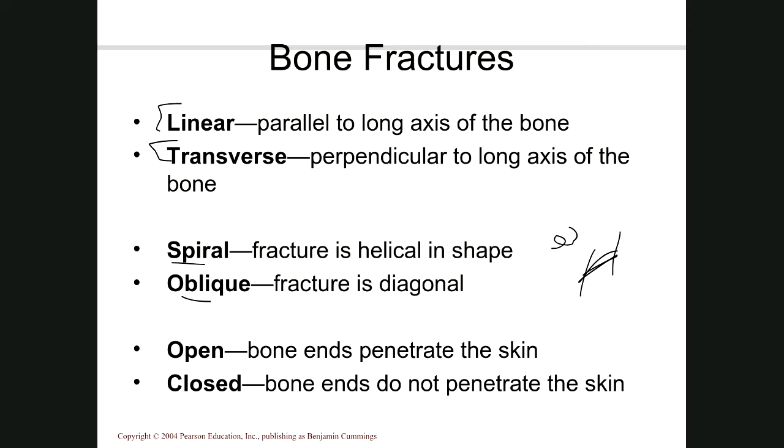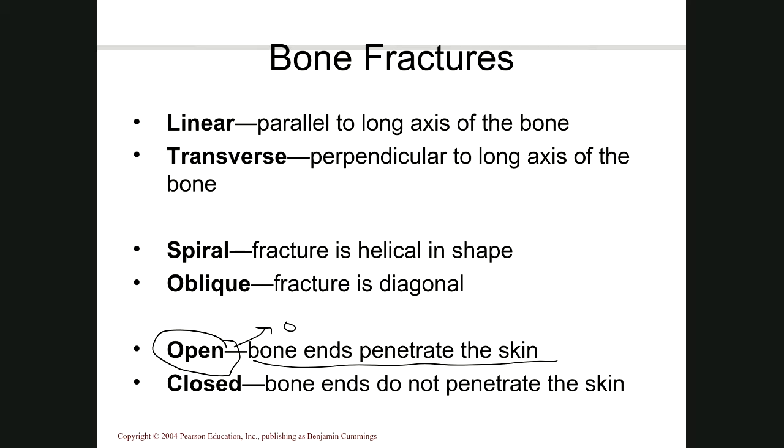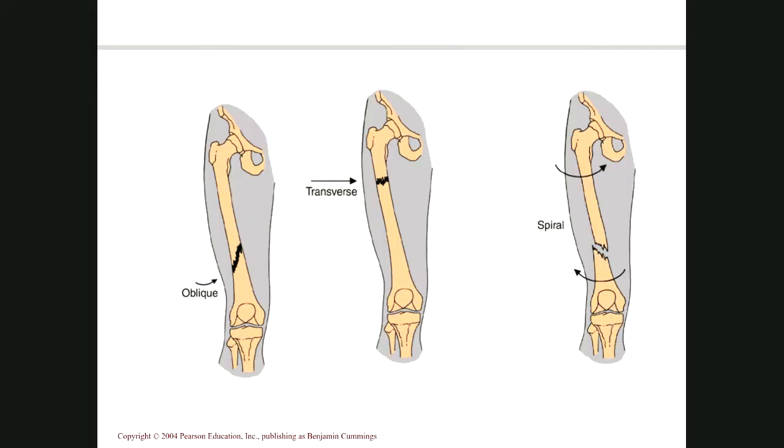Another way to describe it is, do the bones poke out through the skin? If they poke out through the skin, it's called an open fracture because you created an opening. And open fractures are more likely to have infections because there's an opening in the skin to allow bacteria to get in. If it's not penetrating the skin, it's called a closed fracture. So here are some examples of those fractures. So these are directions.